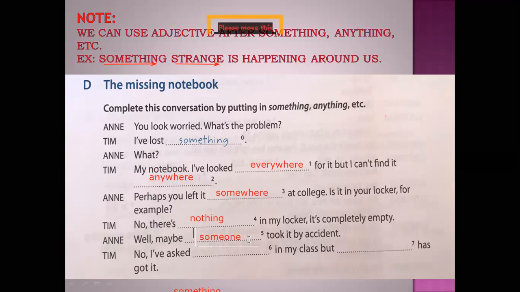Why not anyone? Because it's not a question. It's negative. Okay, next one. Hashem, can you try, please? I have asked everybody.